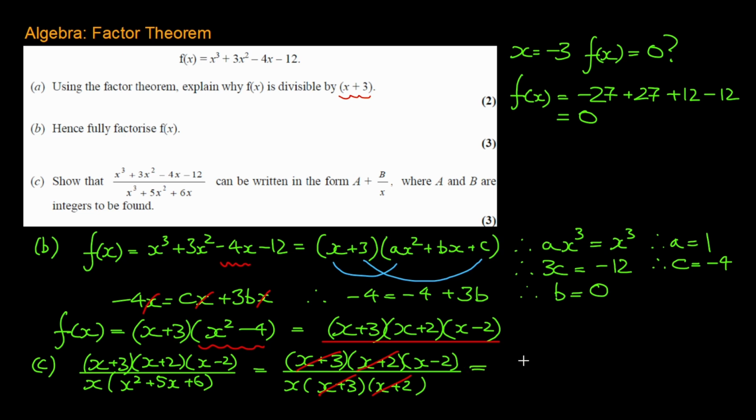Well, we're left with x minus 2 divided by x. And that is equal to, if we split the brackets, 1 minus 2 over x, which looks very similar to what they want. So coming upwards, because I've run out of space, therefore a is equal to 1, and b, remember the sign, is equal to negative 2. And those are your answers.